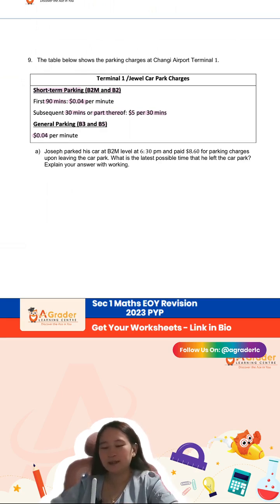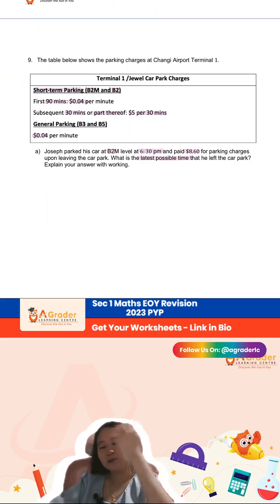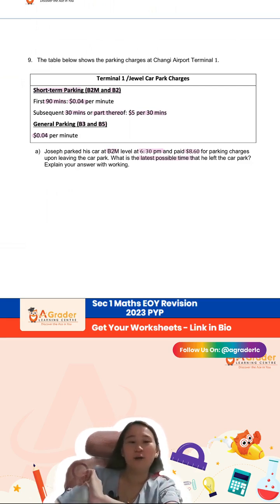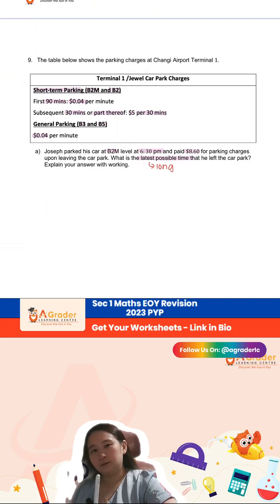Joseph parked his car at level B2M at 6:30 p.m. and he paid $8.60 for the parking charges upon leaving the car park. What is the latest possible time that he left the car park? Explain your answer with working. Latest possible time means he fully utilized the subsequent 30 minutes, so there's no part thereof in this sense. They want the longest duration.